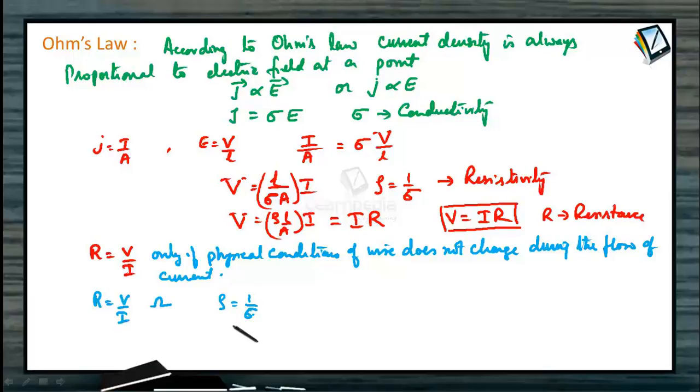One by one we will define all these terms. That is conductivity, resistivity, resistance. The reciprocal of resistance is called conductance. So K is called here conductance. So we will define four terms: resistance, conductance, resistivity, conductivity, one by one.